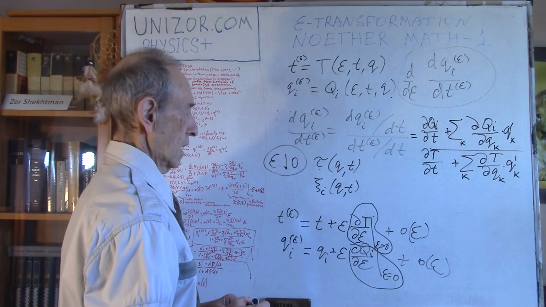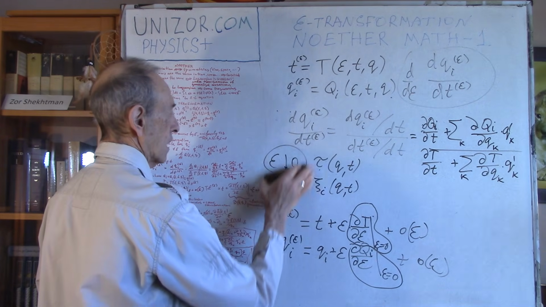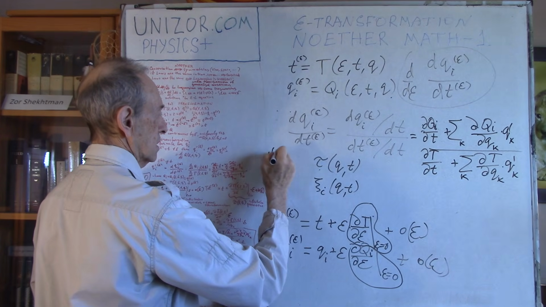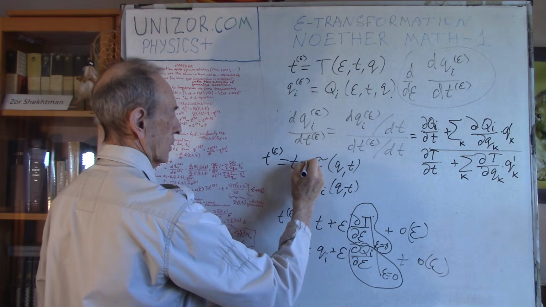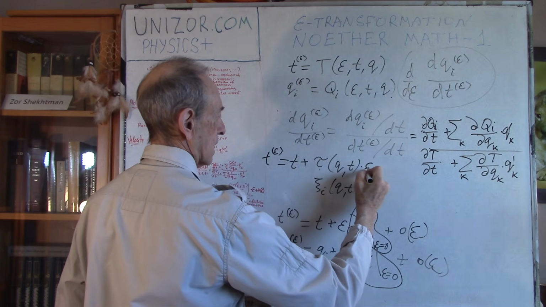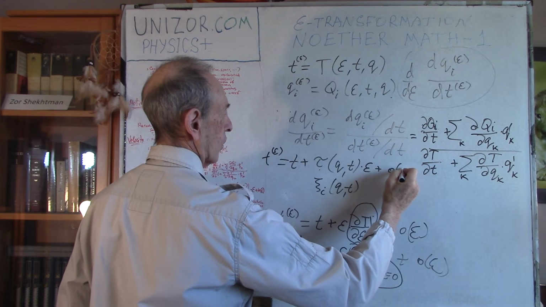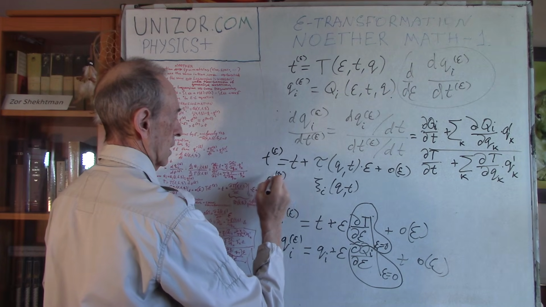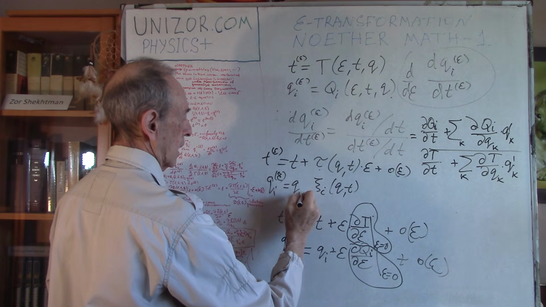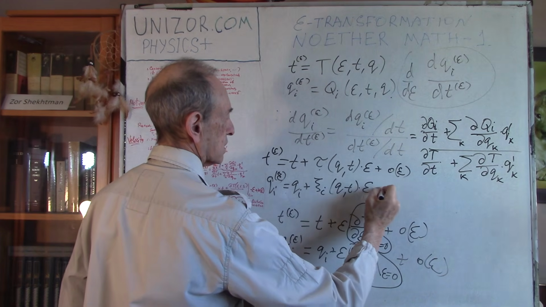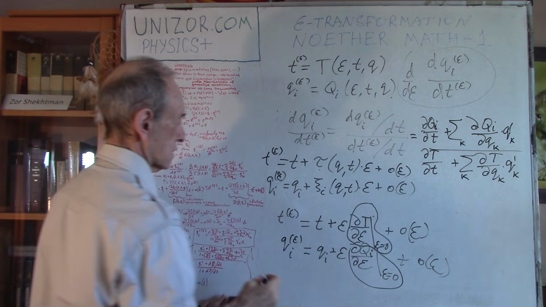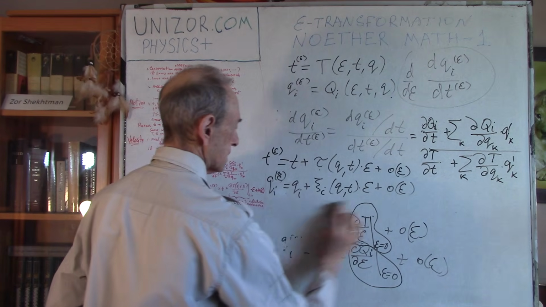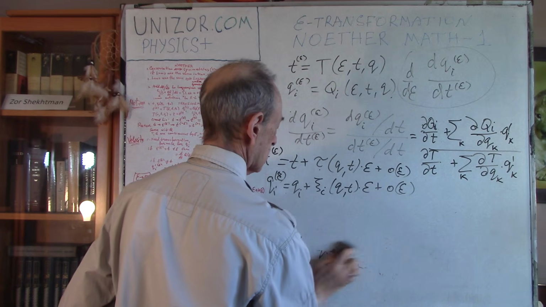And in this particular way, we can write our expression as T epsilon is equal to T plus this times epsilon plus little o of epsilon, and the Qi epsilon is equal to Qi plus Xi times epsilon plus all of this. Now that actually makes our life a little bit easier. And here is why.